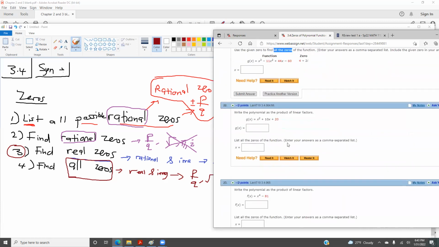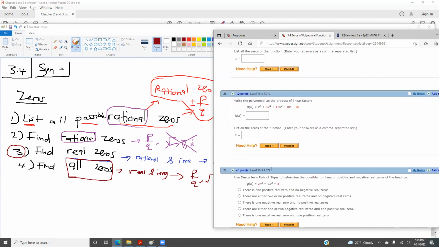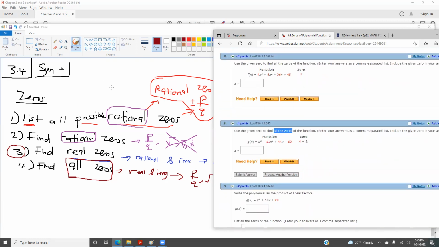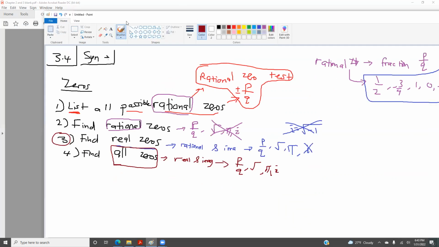So that's the reason why what I want to point out to you here is this: read the question really carefully, what kind of zeros it wants you to find. A lot of students get annoyed or agitated because they didn't know the difference between listing the possible rational zeros, finding or determining the rational zeros, finding the real zeros, and finding all zeros. These are all the things that you need to be careful about. Does anyone have any questions with this one before we continue with 3.4?